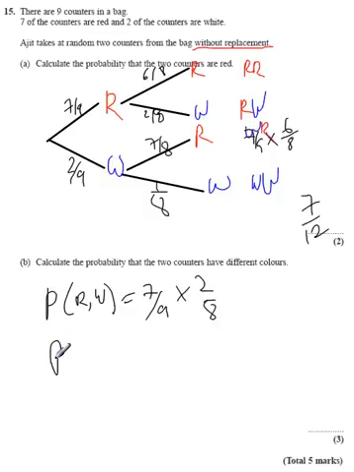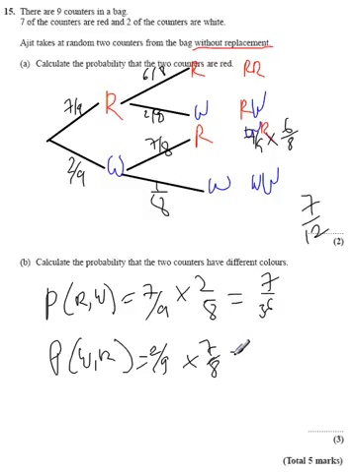You could also have a white then a red. It's the 2/9 chance of getting a white on the first one, and 7/8 chance of getting a red on the following one. So multiply those together. 2/8 is obviously a quarter, so that's going to be 7 out of 36. That's also going to be 7 out of 36. And then we just add the 2 together. We get 14/36.